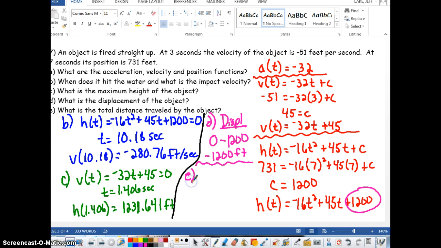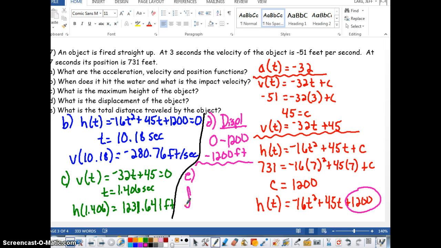Part E is the total distance, very similar to that. So for this one, you could technically figure out how high it went up from 1200 all the way up. So we know the max height already is 1231. So it went up 31.641 feet, and then it went down to 1,231.641. You could add those two together. The second way that I taught you to do this is just to take the integral.